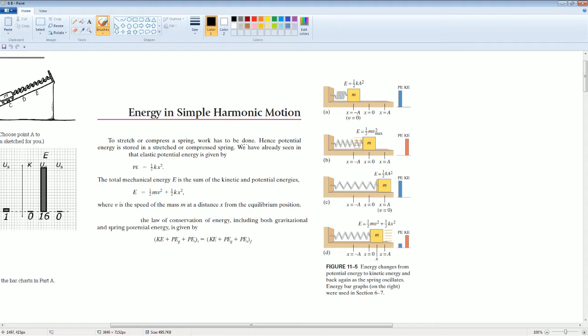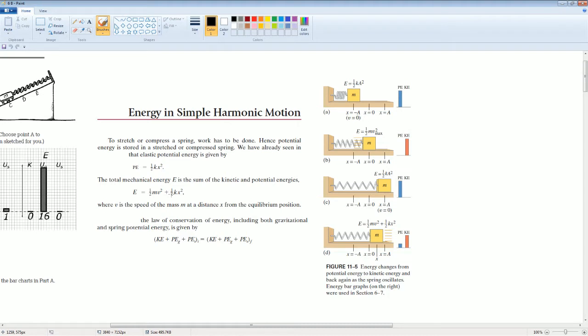Hence, the potential energy stored in stretching or compressing a spring, we have already seen it here. The elastic potential energy is given as 1/2 kx squared. Please understand, k is referred to as the spring constant. The total energy, E, is the sum of the kinetic and potential energy. Here we have the kinetic, 1/2 mv squared, and the potential, 1/2 kx squared, where v is the speed of the mass m at a distance x from the equilibrium.